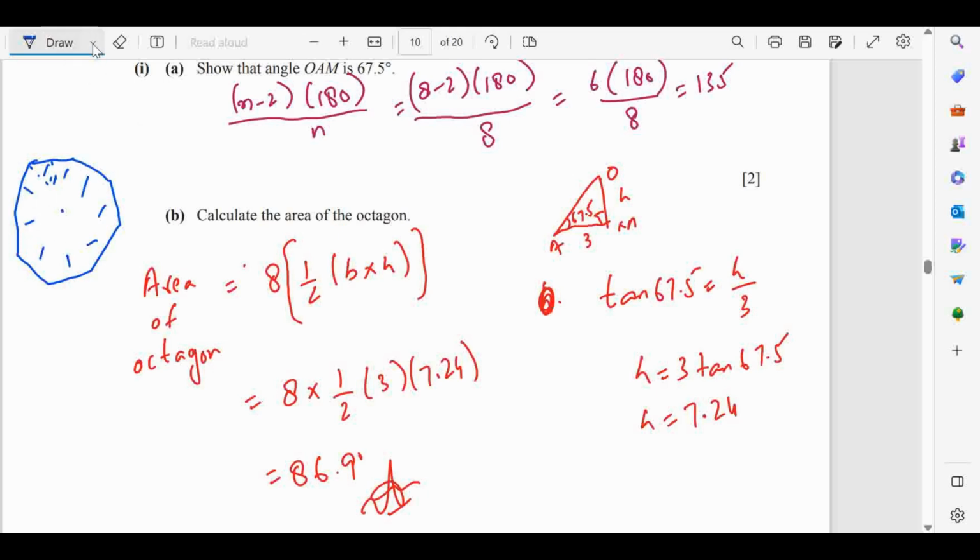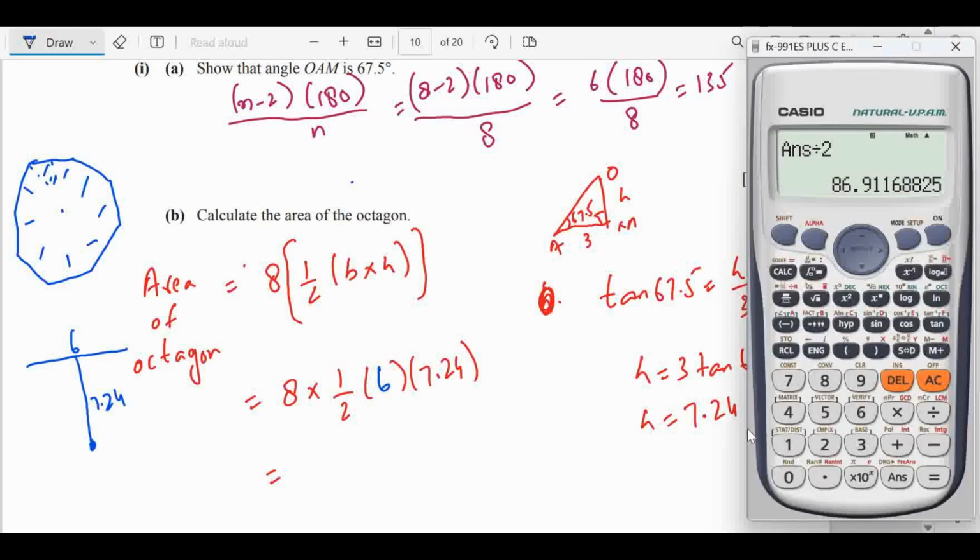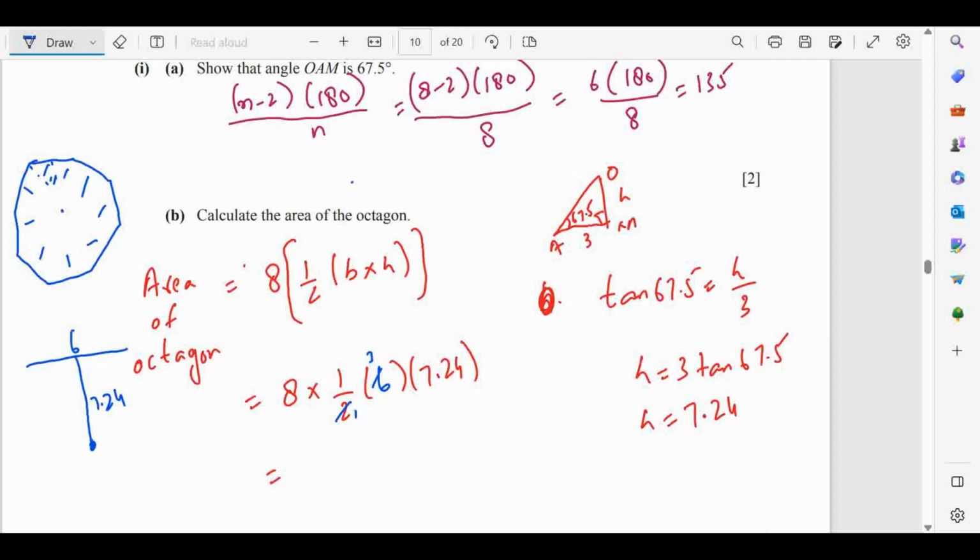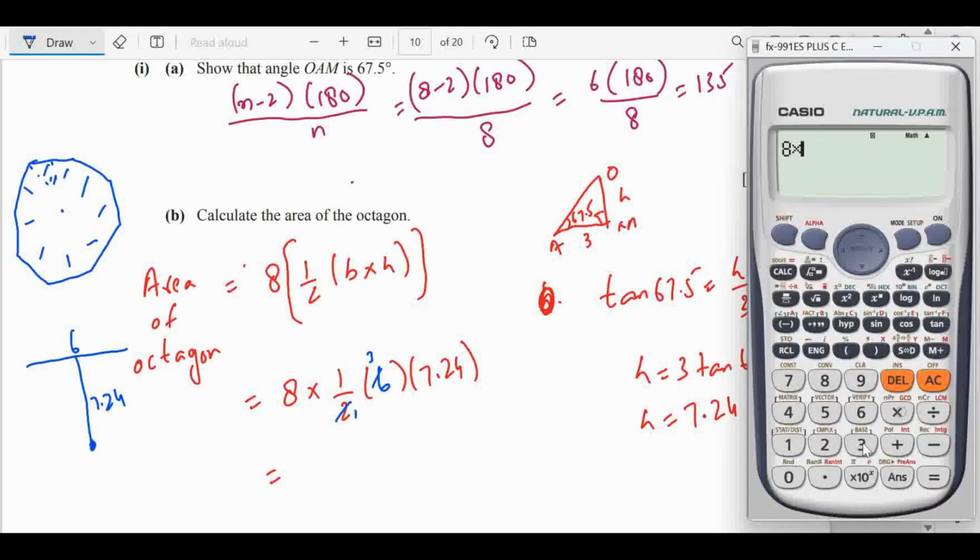So we need to multiply it with 16. Or we can consider the whole shape, that this length is 6, this height is 7.24. So we can take it as 6, and we can simplify it to 1s are 2, 3s are, so this will be 8 into 3 into 7.24.